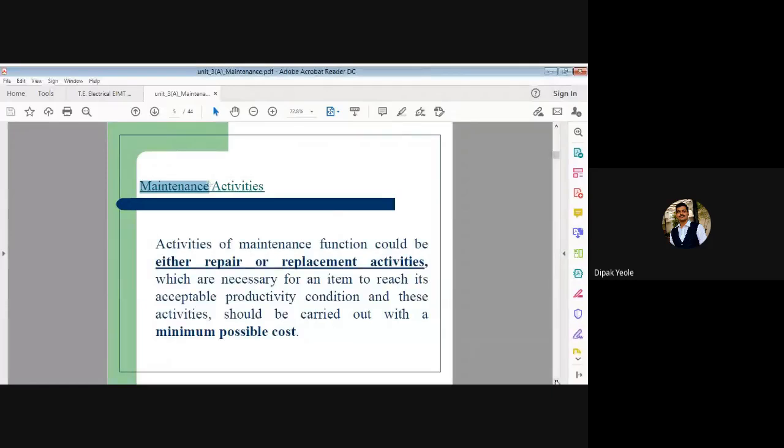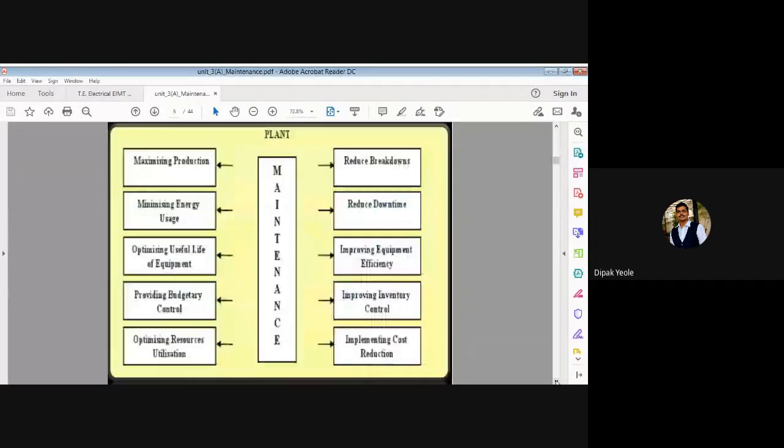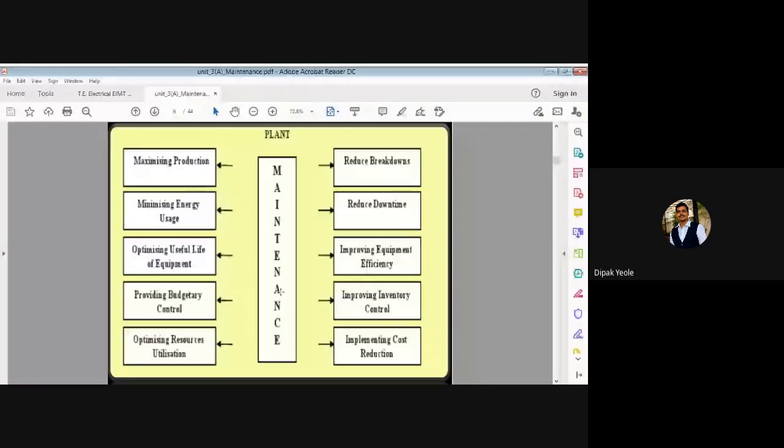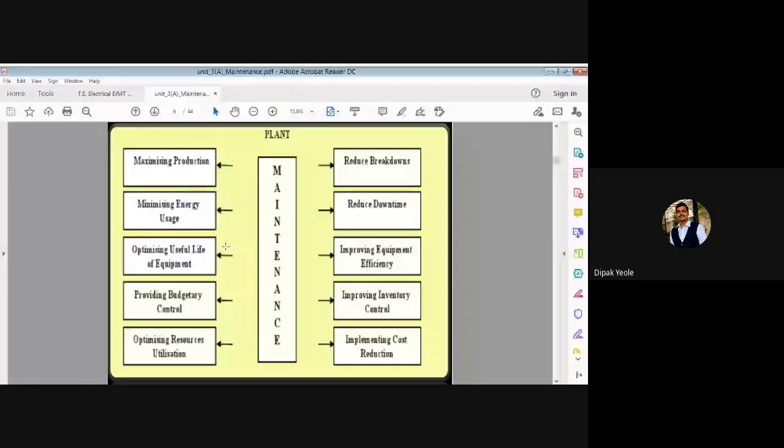Now we are interested in the plant here. So we are interested in industry maintenance. Now one can say that in the industry or on the plant, a maintenance department is available. Now what is the function of this maintenance department? You can see there are functions or objectives of this maintenance department. So the first objective is maximizing the production.